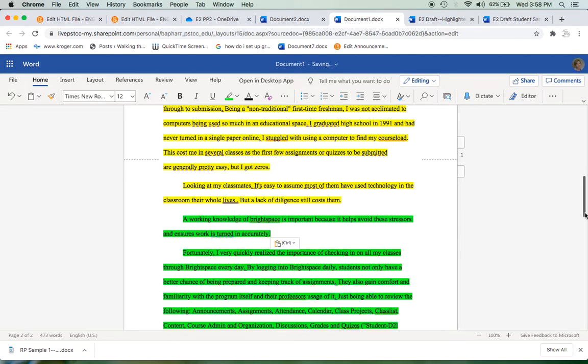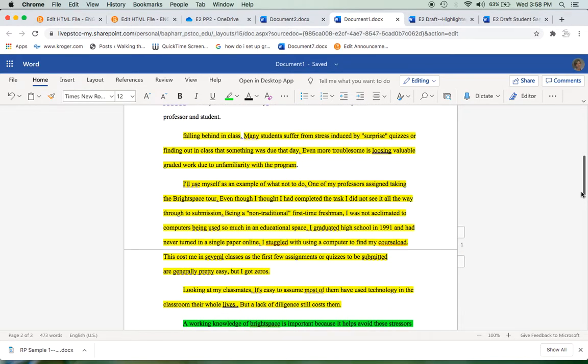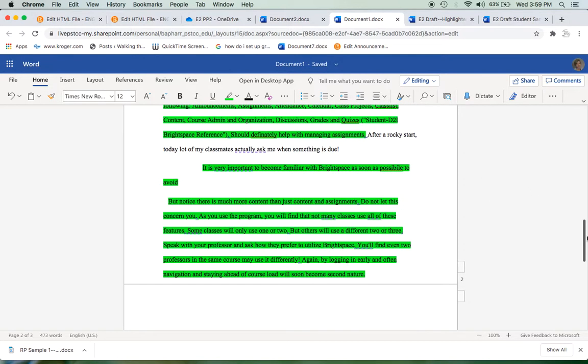So I can see right away that I've got kind of a chunk, 3 chunks of information here. I've got general information about students and specific problems that happen when they are struggling or aren't familiar with Brightspace. And then we've got this story, the anecdote that the student wrote about his own experience, and then another general statement about all students. And then we've got a lot of sentences about solving that problem.